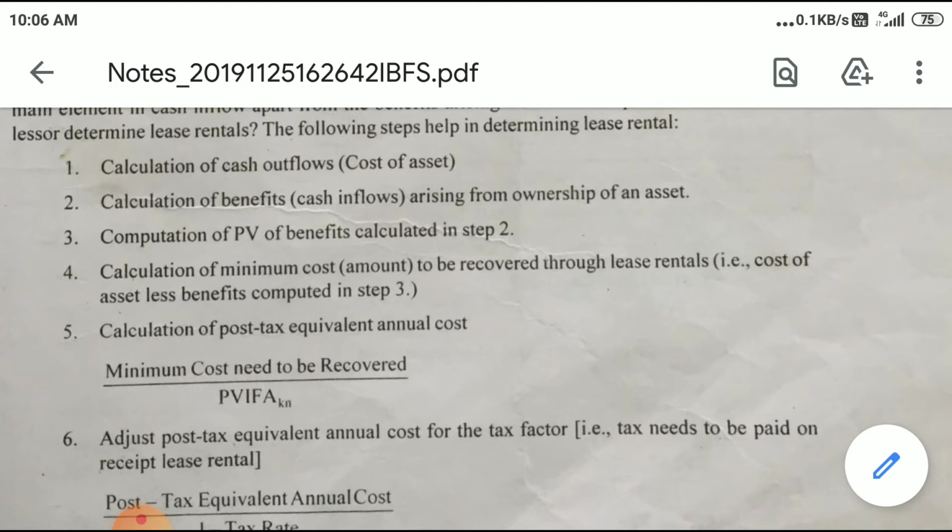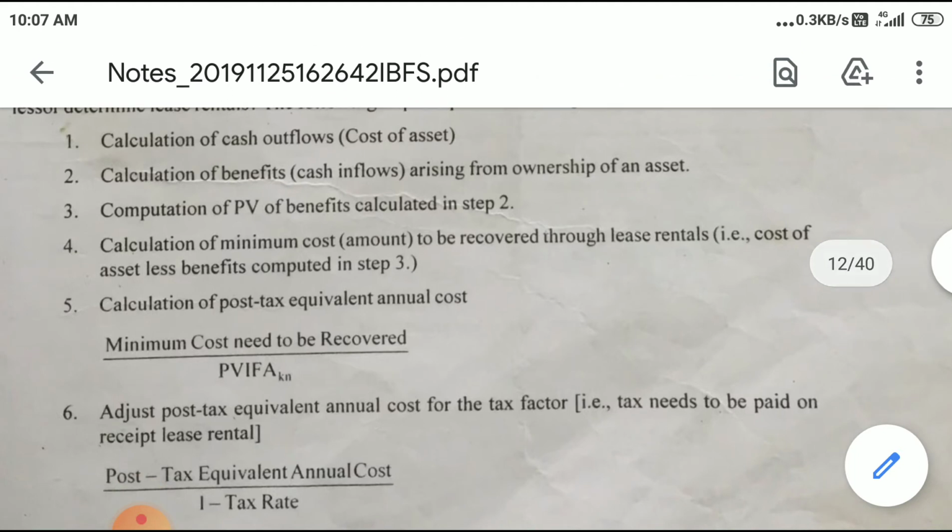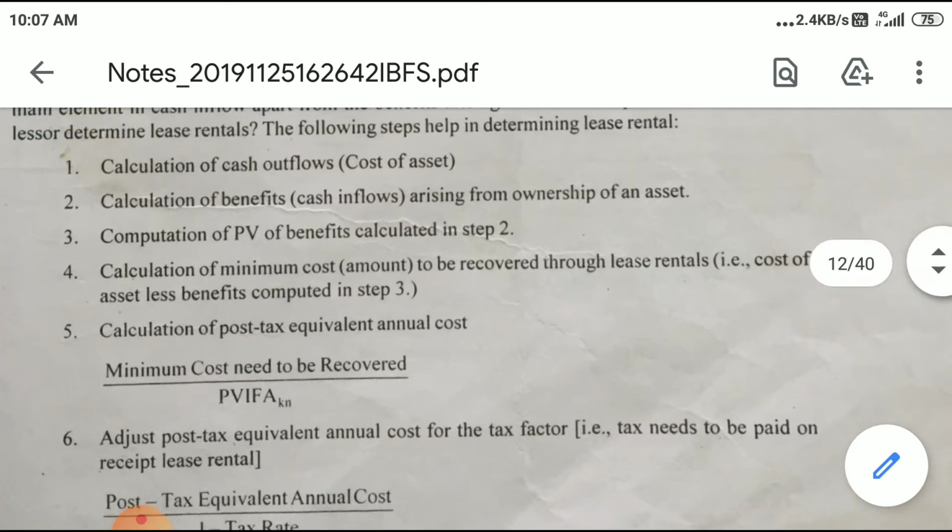Second is calculation of benefits as cash inflows arising from the ownership of the asset. So here we need to calculate CFAT. We have to calculate how much benefit we are getting, or he will give you depreciation, and he will give you salvage value or scrap value. He will give you tax benefit also. By seeing all these, we need to calculate the total benefits. That is the second step.